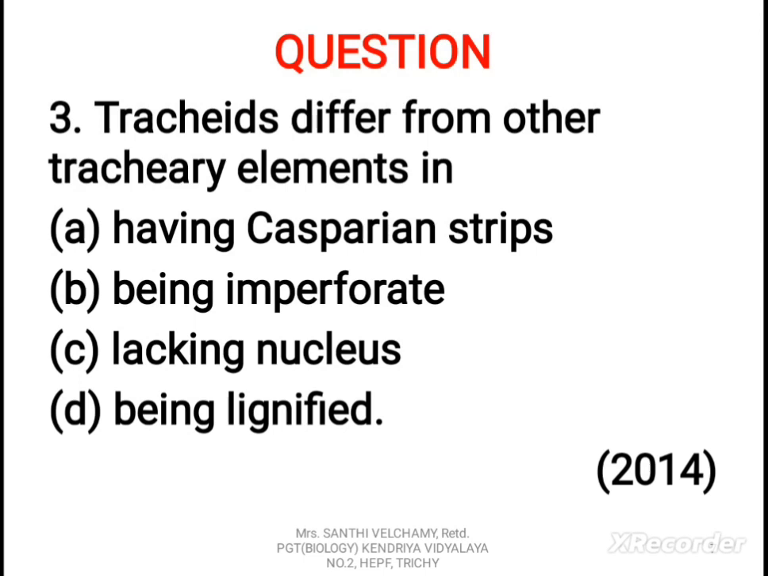Now, third question. Tracheids differ from other tracheary elements in having: A. Casparian strips, B. Being imperforate, C. Lacking nucleus, D. Being lignified. The correct answer is B, being imperforate. Tracheids are elongated dead cells with hard lignified walls. They have wide lumens and narrow walls with spiral, annular, reticulate, scalariform and pitted thickening, but without perforated walls and septa. So B is the correct answer.